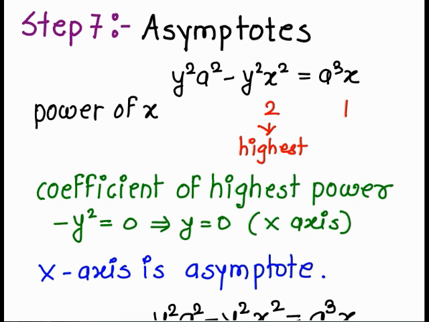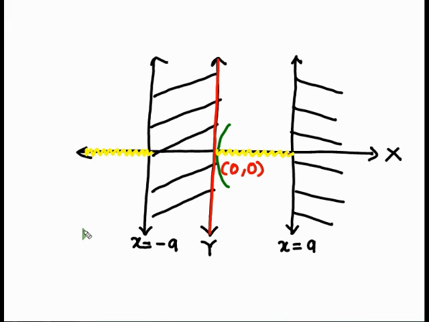In step number 7, we find the asymptotes which are parallel to the x-axis and y-axis. So here we get the x-axis is an asymptote. So from this, the behavior of the curve at the asymptote is like this and like this, but this is nothing but our region of absence, so we cannot consider this.